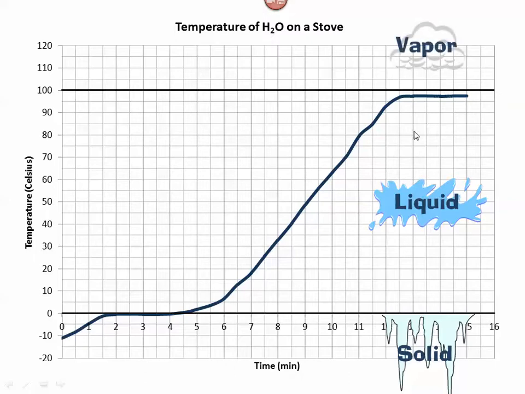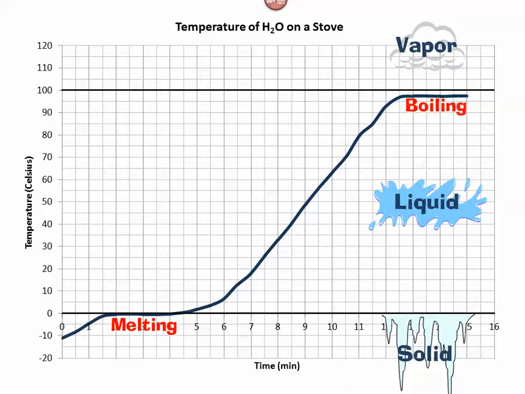So what we can infer from this graph is that this first flat area of your graph was where the ice was melting, going from a solid to a liquid, and the second flat area was going from a liquid to a vapor, and that's what we call boiling or vaporization.